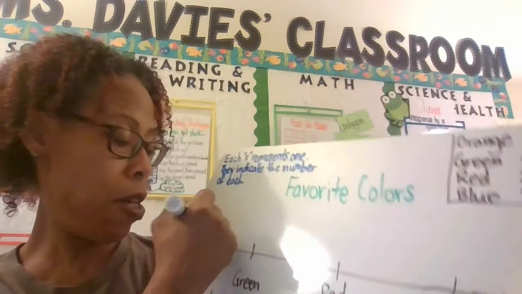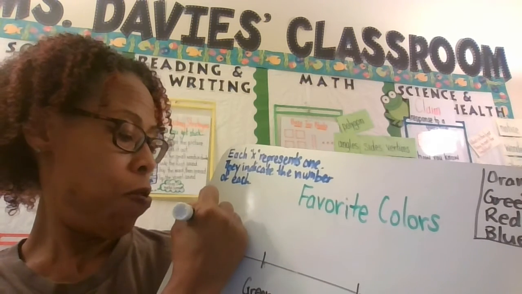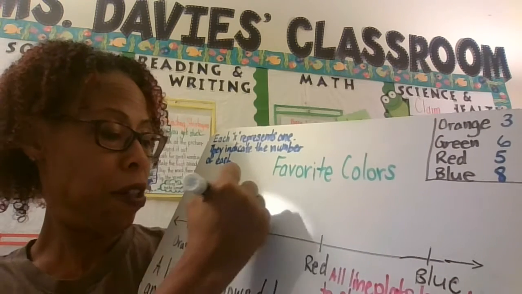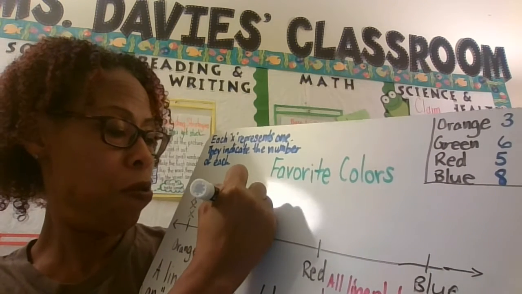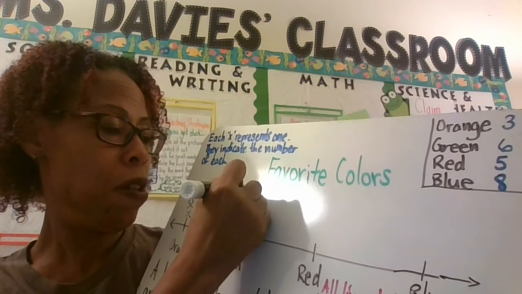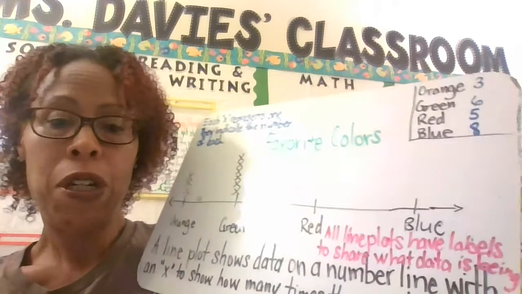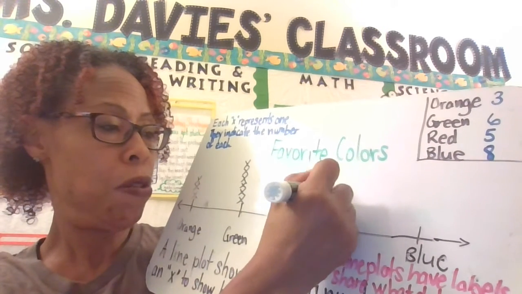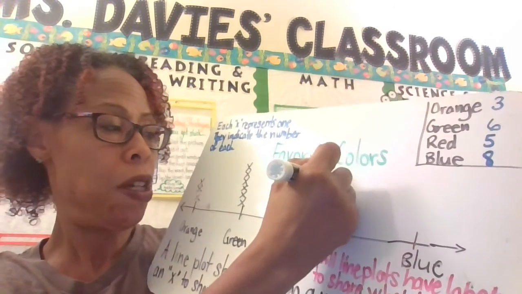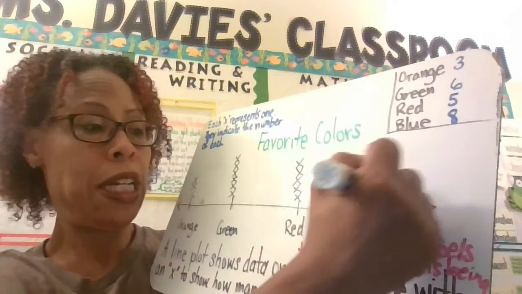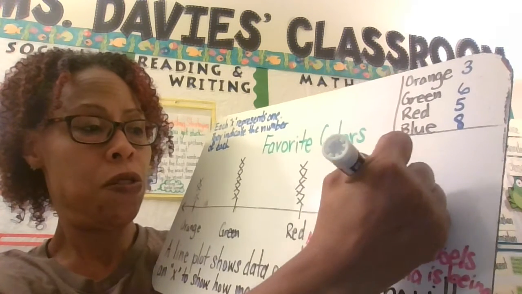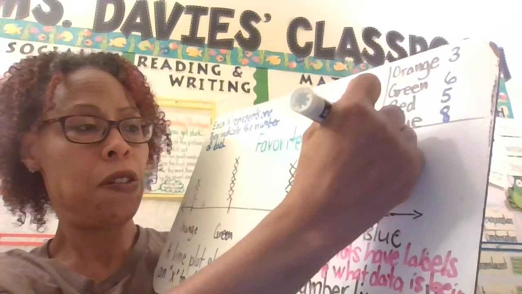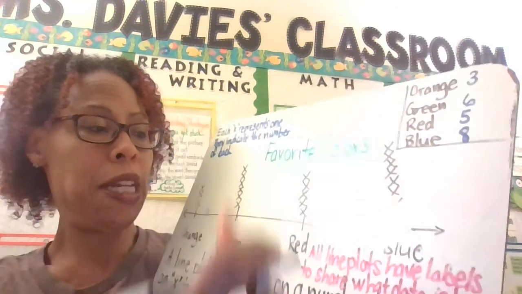So orange says 3. So we're going to just write 1, 2, 3. Mark 3 x's. 6 for green. 1, 2, 3, 4, 5, 6. One on top of the other. Red 5, 1, 2, 3, 4, and 5. And then finally 8. 1, 2, 3, 4, 5, 6, 7, and 8.